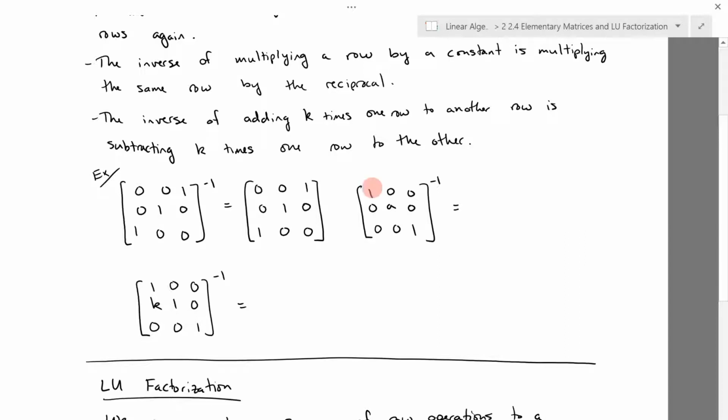Okay, so this second kind of matrix was the one where you multiply a row by a constant, right? So this one is multiplying the second row by the constant a. To undo that, you would multiply the second row by the reciprocal. And the reciprocal of a is 1 over a.